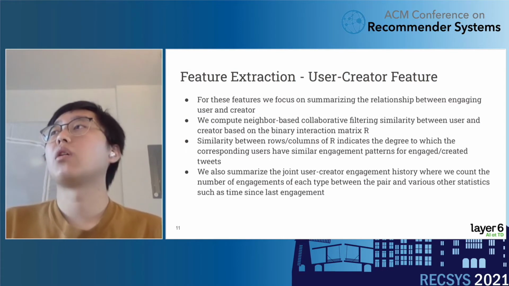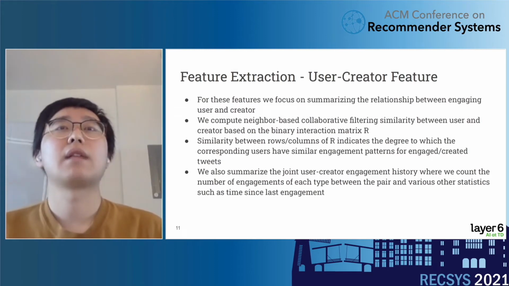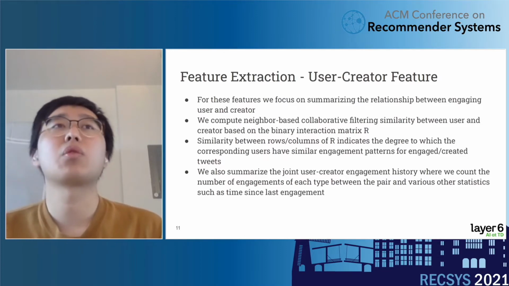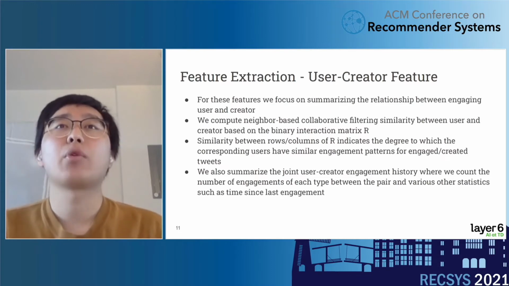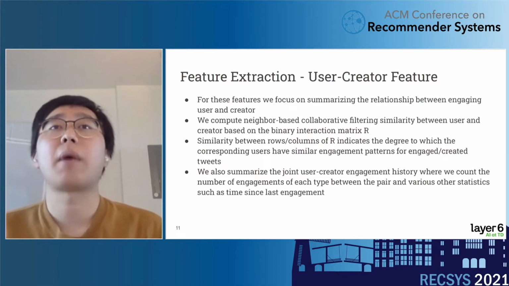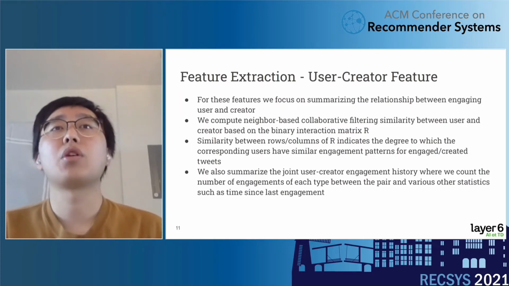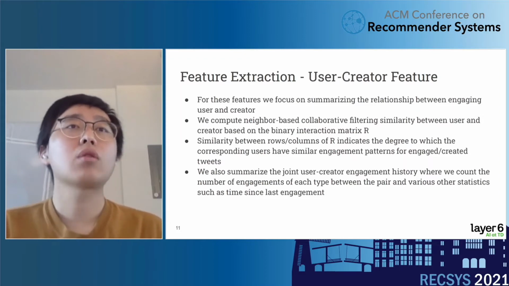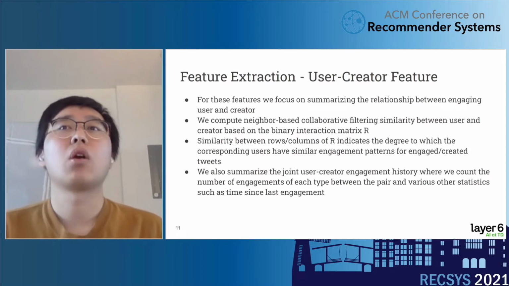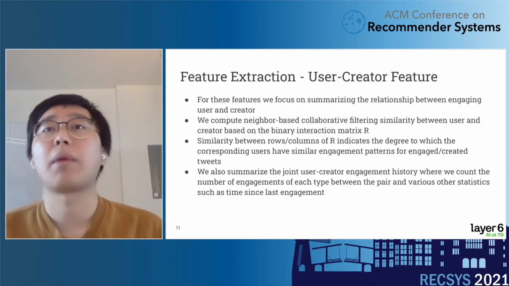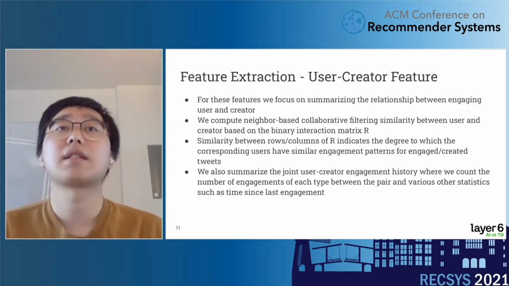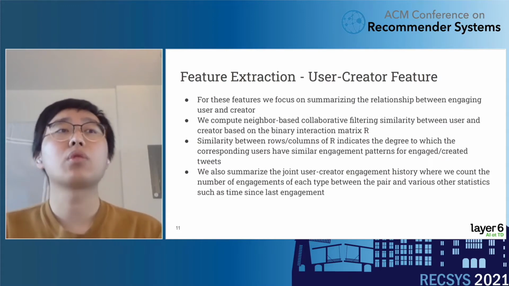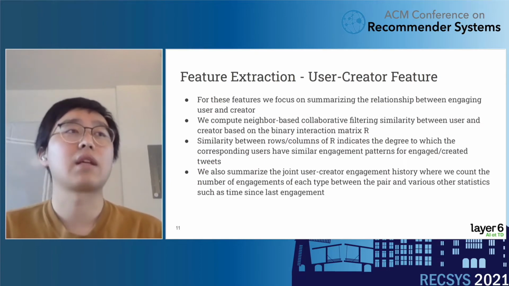The last group of features we used is called user-creator features. It's interaction-based features. For these features, we focus on summarizing the relationship between the engaging user and creator. We compute neighborhood collaborative filtering similarity between user and creator based on the binary interaction matrix R. Similarity between rows and columns of R indicates the degree to which the corresponding users have similar engagement patterns for the engaged creator tweets. We also summarize the joint user-creator engagement history, where we count the number of engagements of each type between the pair and various other statistics, such as time since last engagement. And this summarizes our user-creator interaction-based features that we use in this competition.